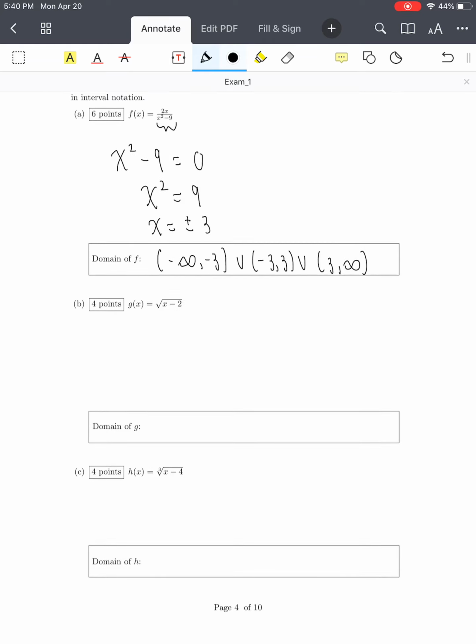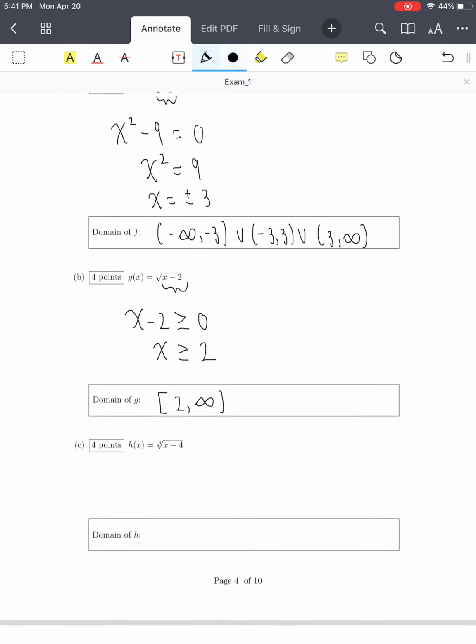Now, what's the domain of the square root of x minus 2? If it's an even root, then what's inside the function has to be greater than or equal to 0. So we said x minus 2 has to be greater than or equal to 0, which means x is greater than or equal to 2. So that's the interval 2 to infinity. This time we use the square bracket around 2 because x is greater than or equal to 2. Because you can take the square root of 0. The square root of 0 is just 0.